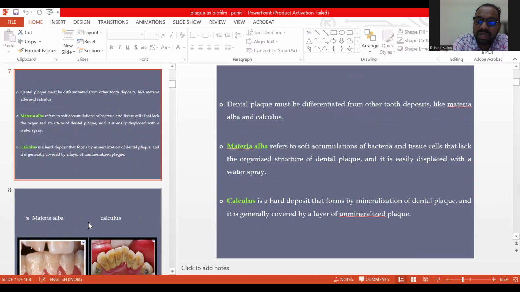It should be differentiated from two other entities, which are materia alba and calculus. So what is meant by materia alba? Materia alba is a soft accumulation of bacteria and tissue cells which lacks the organized structure of dental plaque and can be easily displaced by a water spray. And calculus is a hard deposit formed by mineralization of dental plaque, and it is generally covered by a layer of unmineralized plaque.